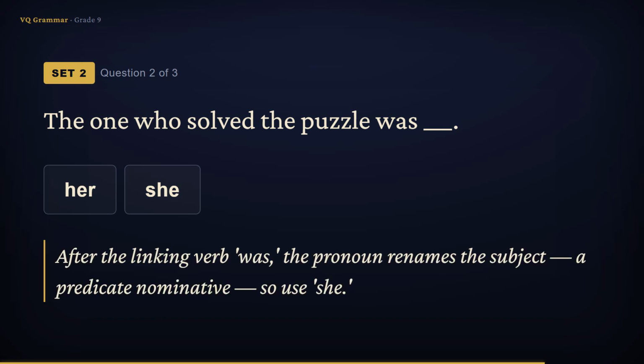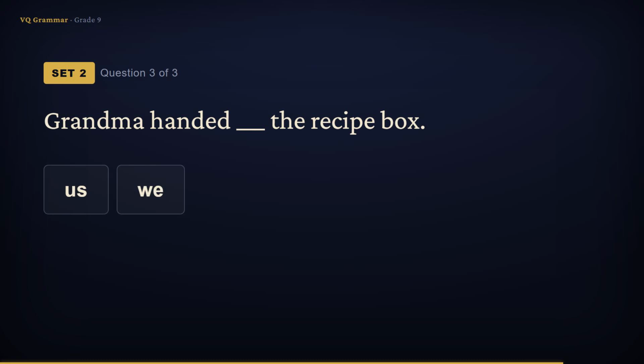The one who solved the puzzle was blank. Notice the linking verb was. The pronoun after it renames the subject, the one. So this is a predicate nominative, and it takes the nominative form. It may sound formal, but the correct choice is she. The answer is she.